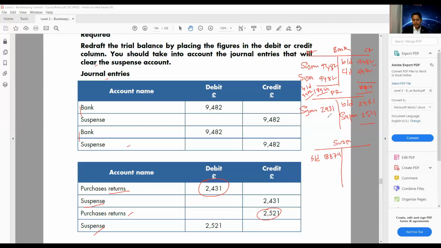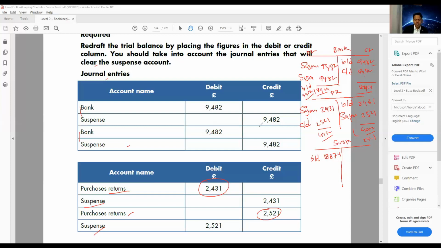How much will the balance CDBD be from here? Can you add this and subtract that to give me the balance CD? 4952. This is the total. And the balance CD is how much? 2521. So this is the balance BD, 2521. All right, so the new bank is 9482 debit, and purchase return 2521 is our new credit balance. Now we do the suspense.